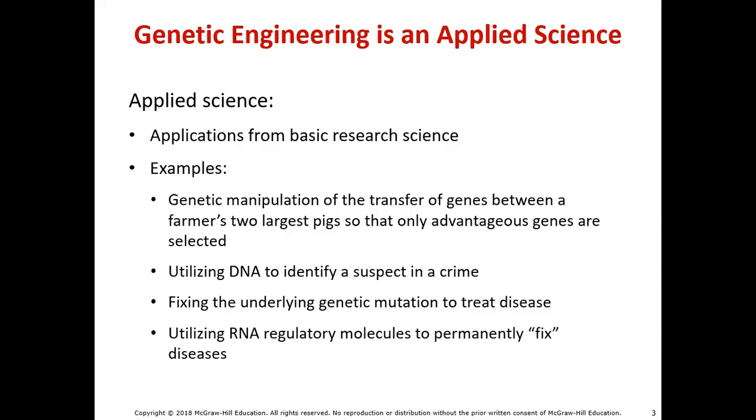So genetic engineering is an applied science. A lot of these things have had basic applications. So some examples: genetic manipulation of transferred genes between a farmer's two largest pigs so that only advantageous genes are selected for. You can utilize DNA to identify a suspect in a crime. Fixing underlying genetic mutations to treat disease is a hot area of research. Utilizing RNA regulatory molecules to permanently fix disease. We didn't talk a whole lot about these other RNAs, but there are some RNAs that are involved in regulation.